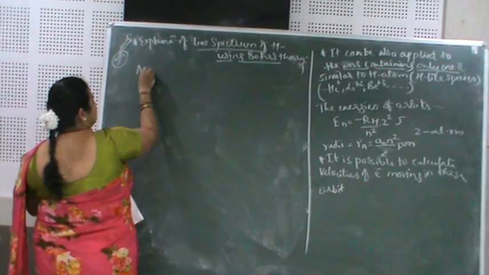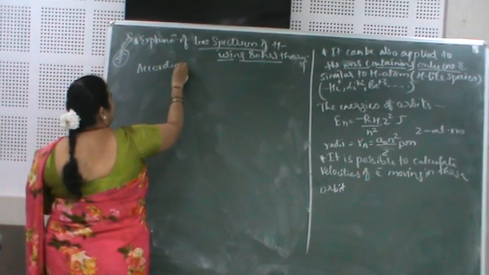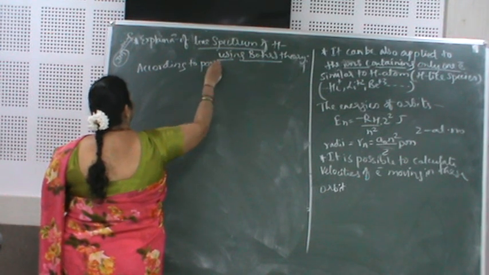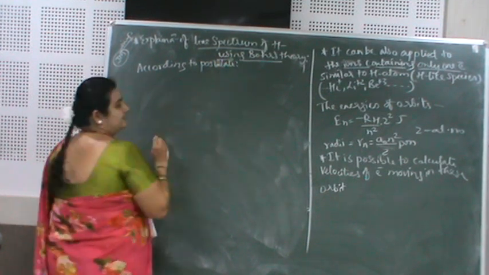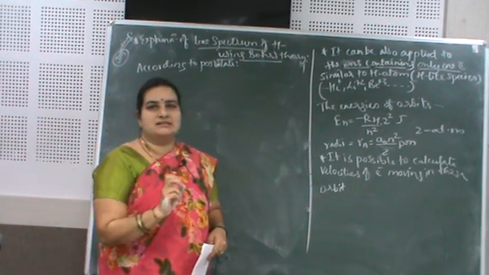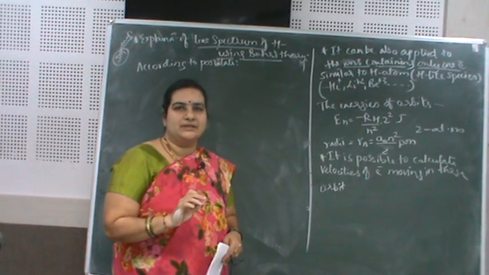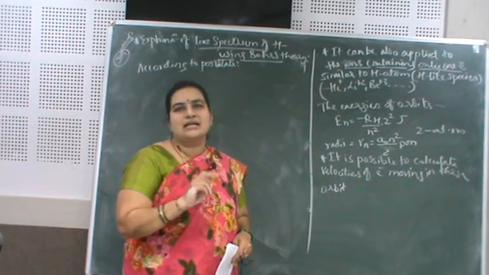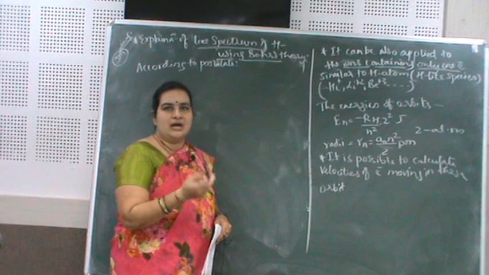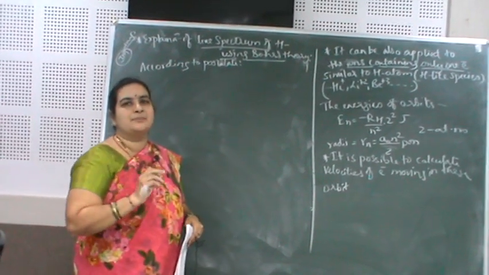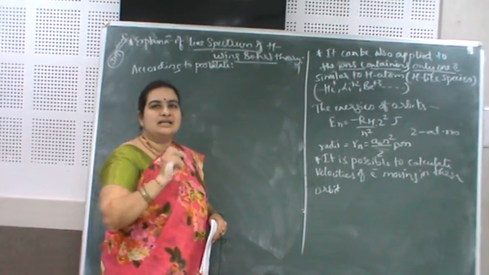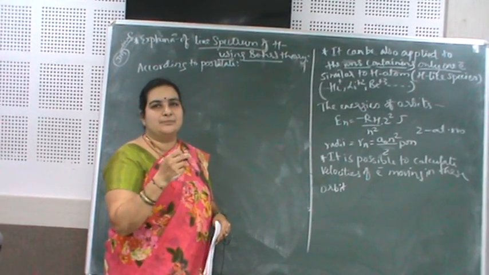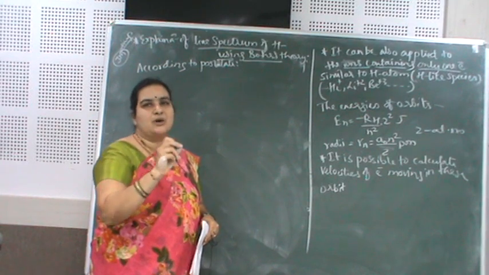According to the postulates, I am taking one of the postulates. Postulate number 3: as long as the electron is present in any orbit, it does not radiate or lose or gain energy. When an electron jumps from a lower orbit to a higher orbit, the energy is absorbed by the electron, and when the electron jumps from a higher orbit to a lower orbit, energy will be emitted by the electron. I am using that postulate here.